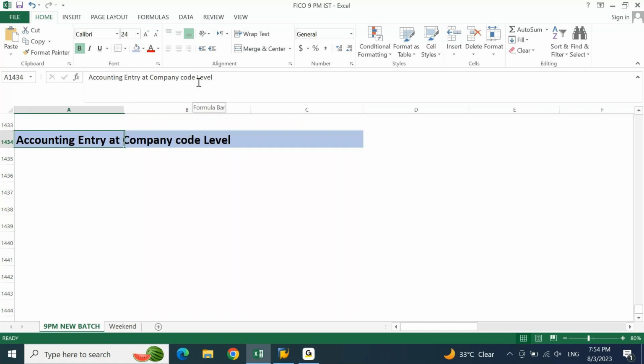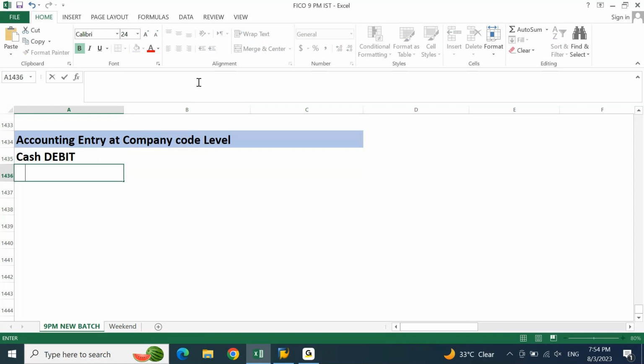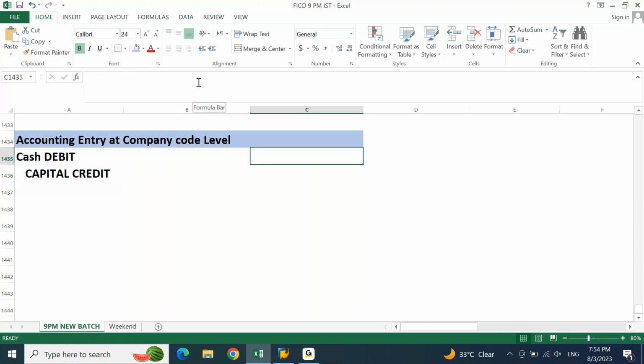When I say accounting entry at company code level, let me put a simple accounting entry. Let's say cash debit, capital credit. I'll put cash account debit, capital account credit. I am going to write 1000 debit and 1000 credit. Now if I look at the total, my total is 0.